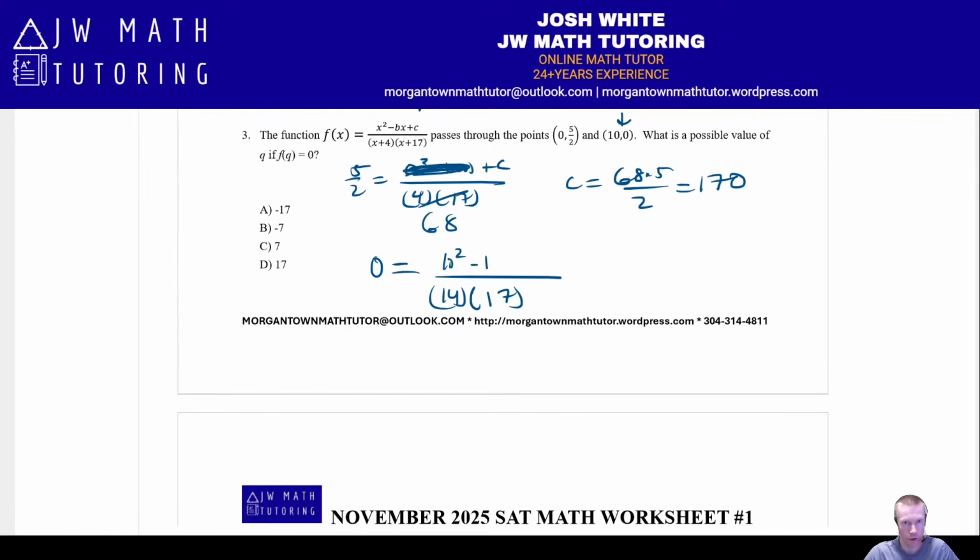We got 10 squared minus b times 10. Now we can fill in the 170. So 14 times 17, again, if you multiply by this on both sides to cancel it out, the left side still stays 0. So basically everything just drops out, and really you get this. And now we have 0 equals 100 minus 10b plus 170. 270. 0 equals negative 10b plus 270.